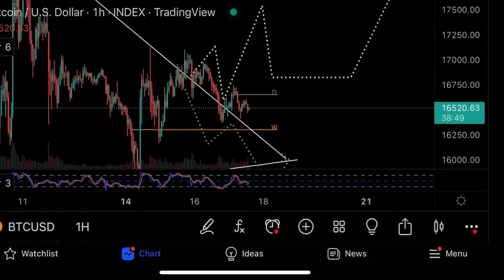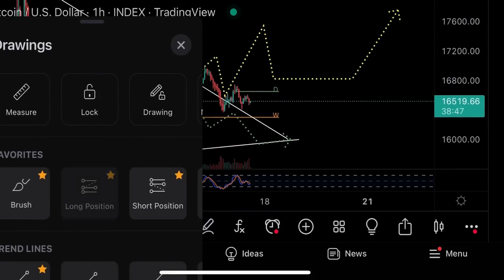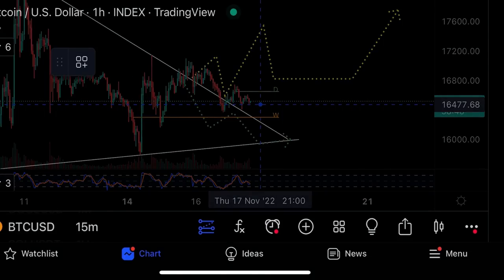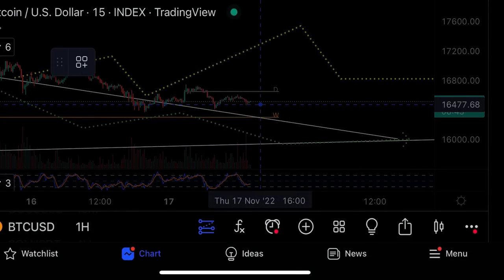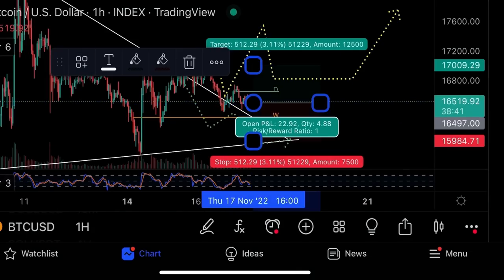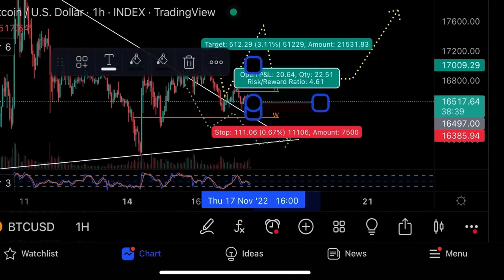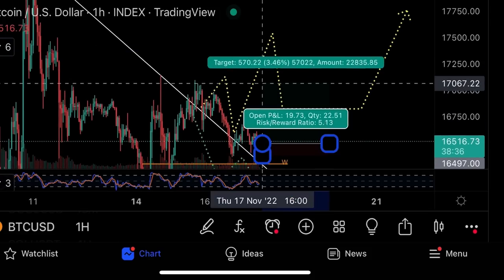So I would go long here on Bitcoin. I would choose a long position here. On the hourly, it's oversold. 15 minutes, it's oversold. Volume spiking in. I would go long here on Bitcoin. Stop loss just underneath this support, and take profit at the top here, this resistance.